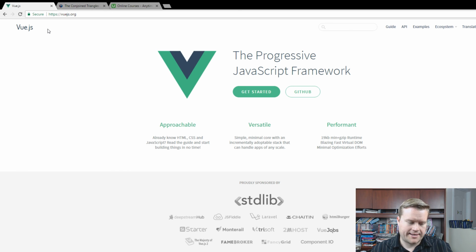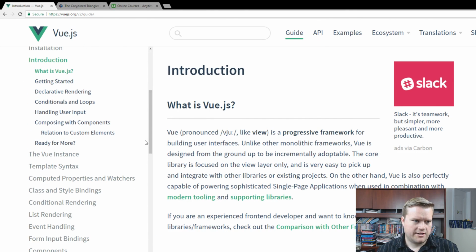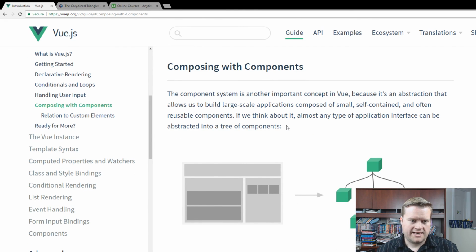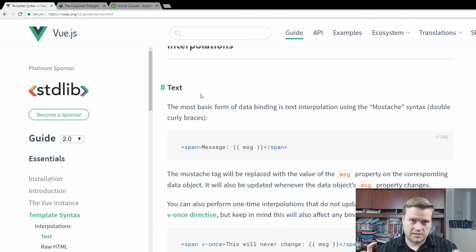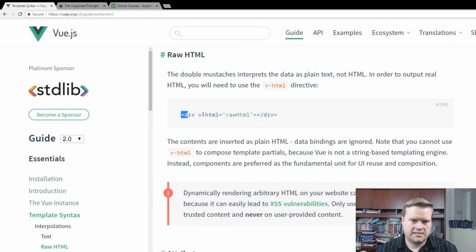It feels a lot like starting with React. It's really simple syntax. It uses something called directives. You can see here in the guide, I'll make it a little bigger, you have components, which is a very important part. You can put things together. It has this really simple template syntax, uses interpolation, so the double mustaches, double curly braces. And you can definitely have raw HTML, with the v-html directive here. It has two-way data binding by default, which is really cool.